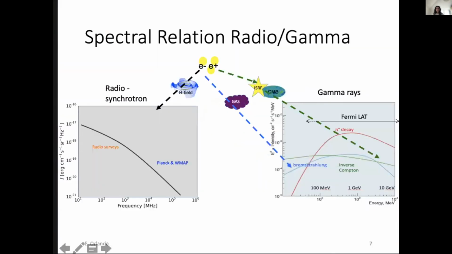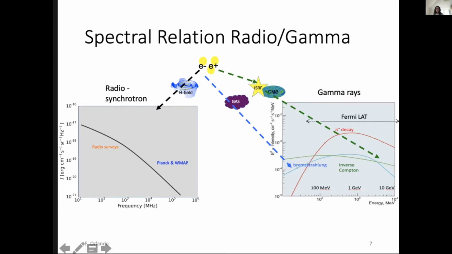So this is again the approach: to put together the gamma rays and radio and microwave data in order to get information on cosmic rays and magnetic fields. On the left, we see the synchrotron spectrum extending from radio to microwaves. And here on the right, we see the gamma ray spectrum produced by the same cosmic rays. In gamma rays, we have the inverse Compton component in green, the pion decay component in red, and the Bremsstrahlung component in blue. The Fermi energy band is also shown here.